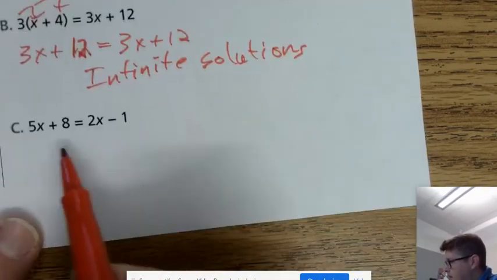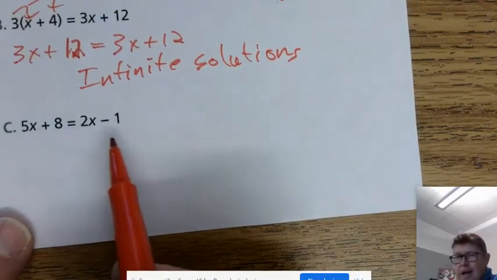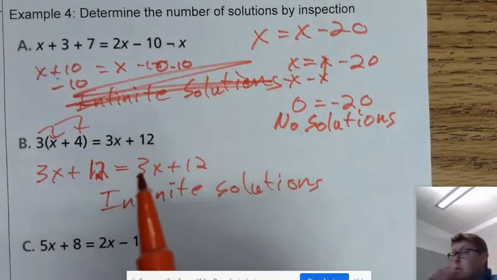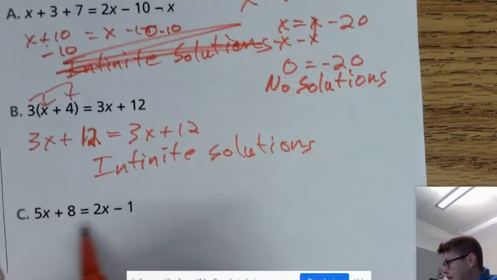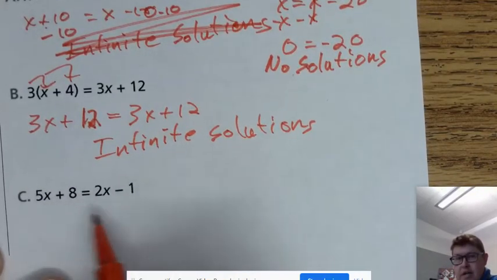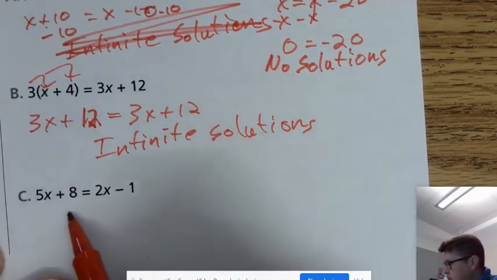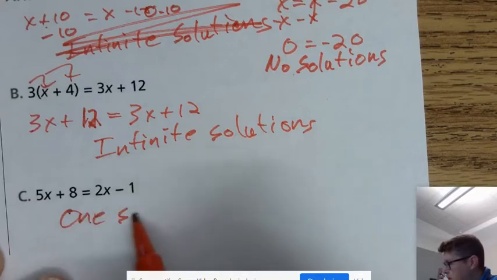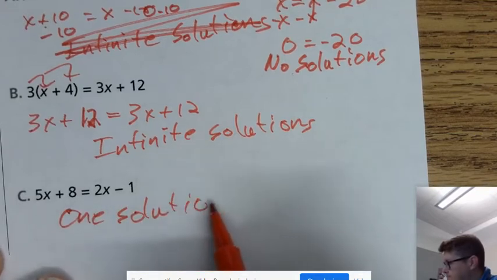All right, 5x plus 8 equals 2x minus 1. Well, this is just going to give you one solution because nothing's going to cancel out and make it weird, and it's not the same on both sides, right? So one solution on here, just how we normally do it.